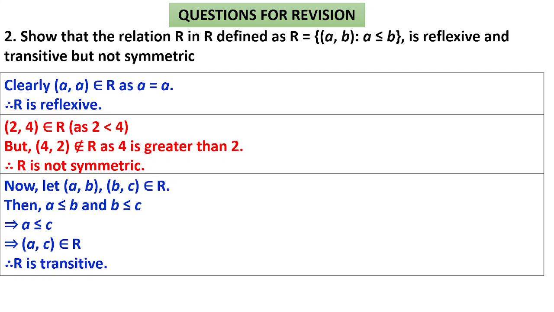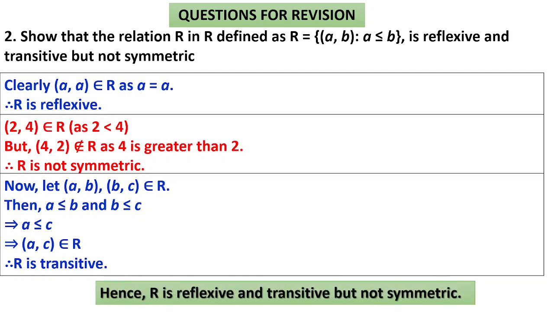Now let us check whether transitivity is there. a is less than or equal to b, b is less than or equal to c, therefore a is less than or equal to c is there, so (a, c) is an element in the relation, therefore R is transitive. That is your proof now. Already they asked you to prove it is reflexive, transitive but not symmetric.